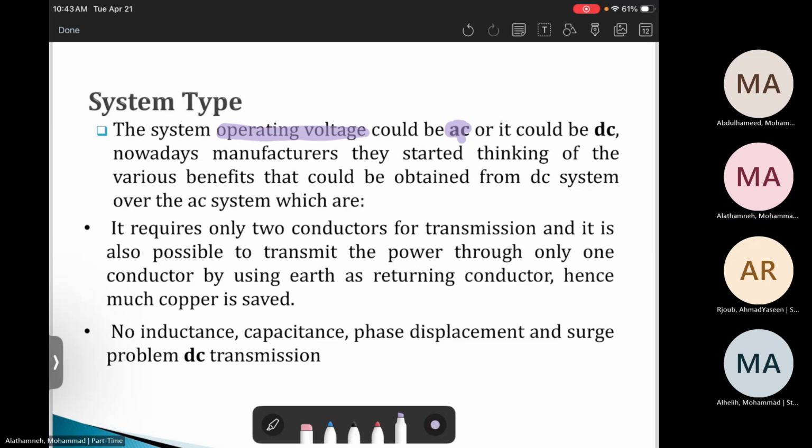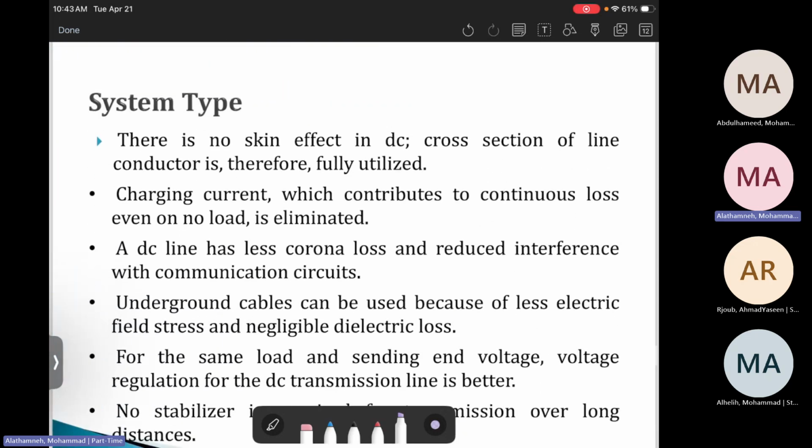When we are dealing with DC, keep in mind there is no inductance, no capacitance, no phase displacement, and no surge problem in DC transmission, which makes it easy for us, while in AC you can see these problems. There is also no skin effect in DC, so the cross-section of the conductor is fully utilized. And the charging current, which contributes to continuous loss even on no load, is eliminated in DC.